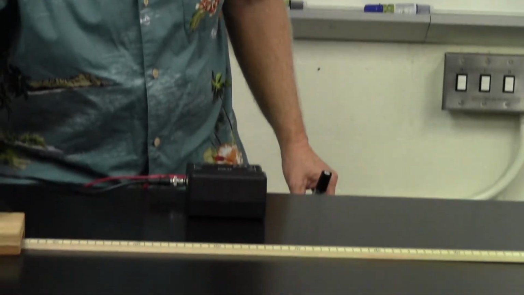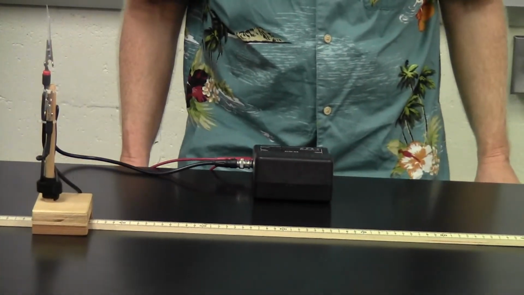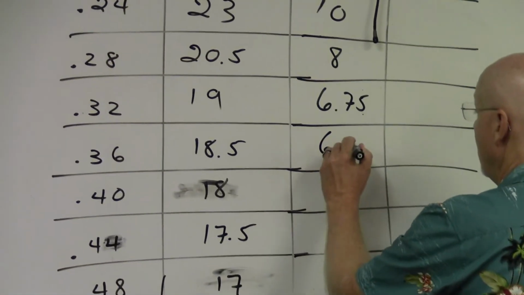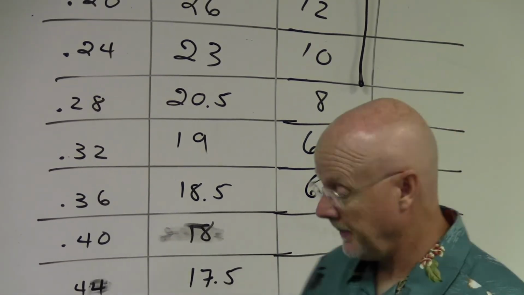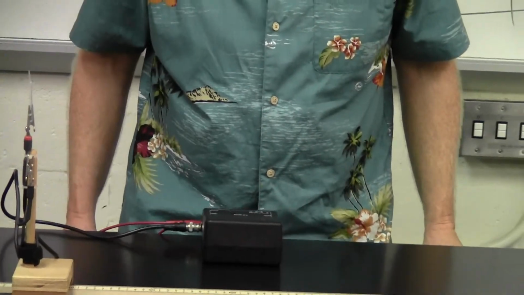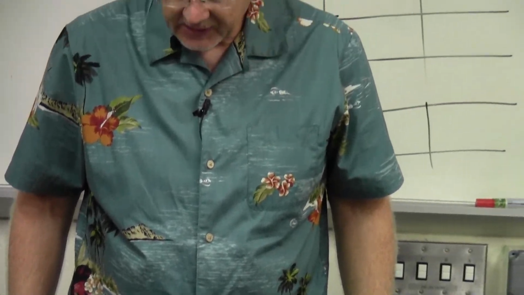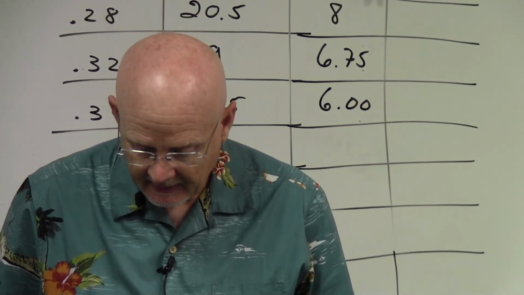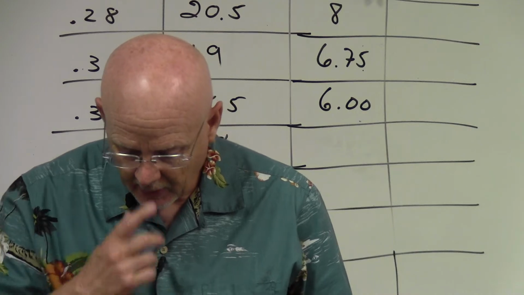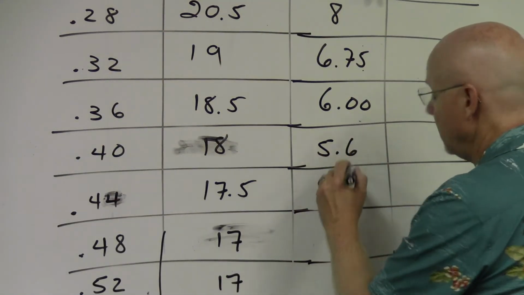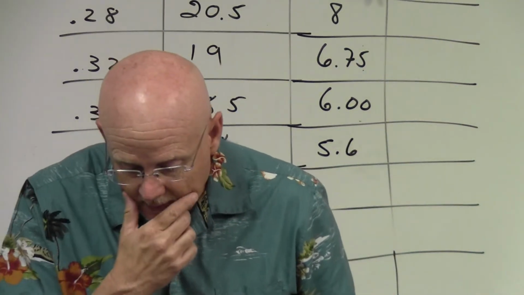Let's go to 36, and that seems to be dead on 6.0. Now let's go to the 40. And the 40 seems to be, let's see, that would be 5.5. I'll call it a 5.6. So 5.6. Let me just check that one.